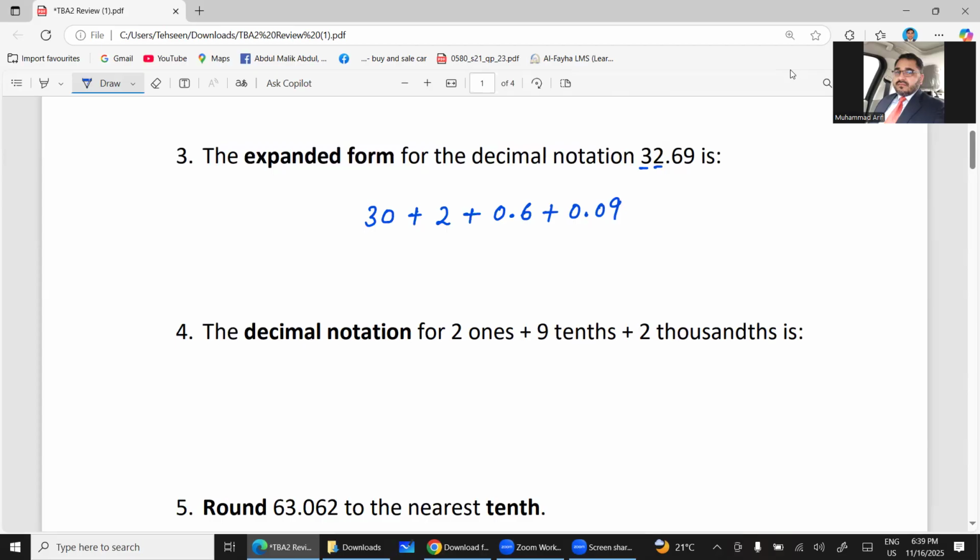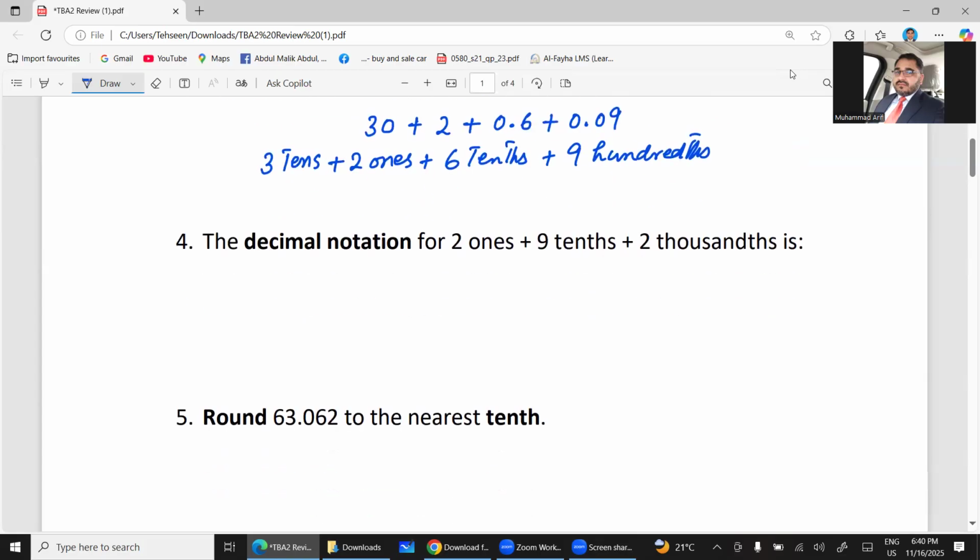0.09. In this way you can write, or you can write like this: 3 tens plus 2 ones plus 6 tenths plus 9 hundredths, like this.